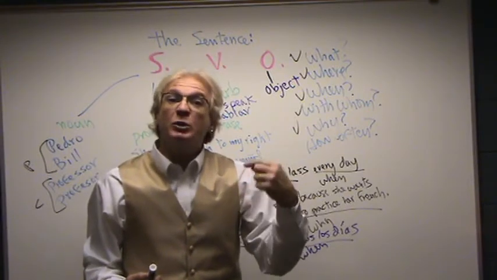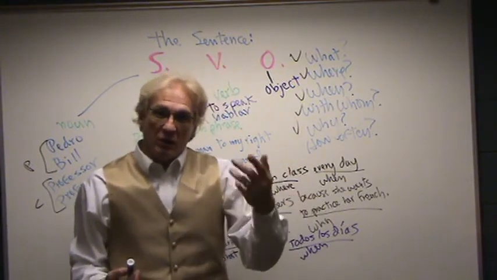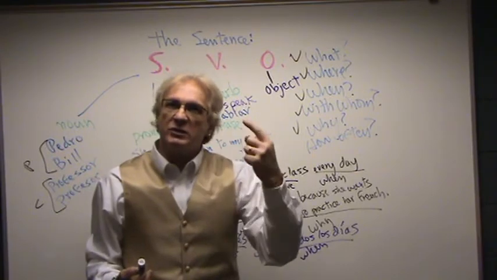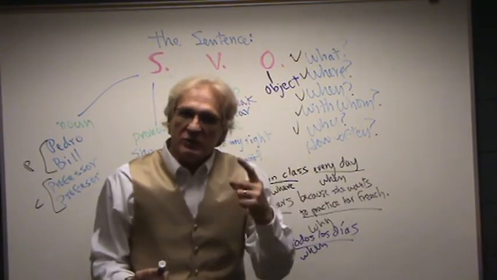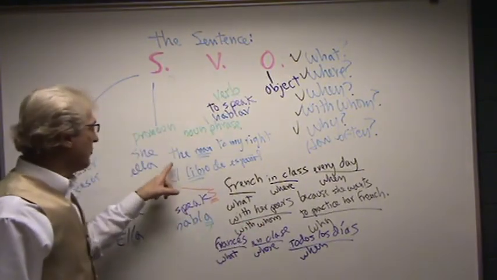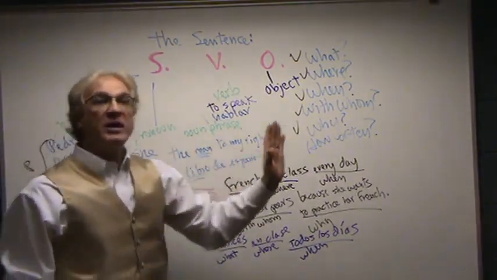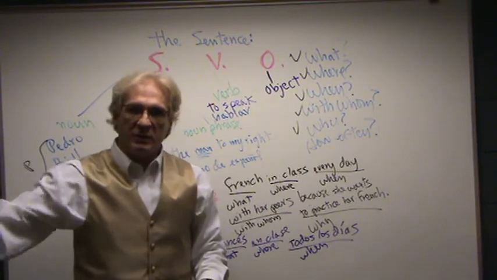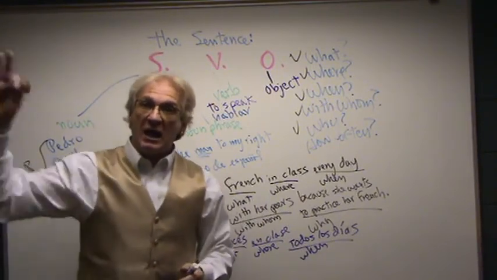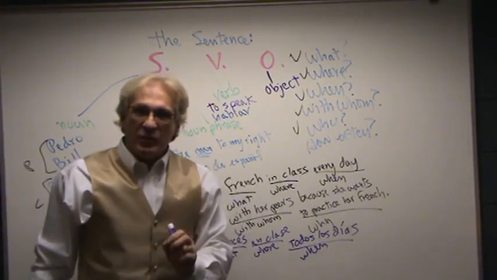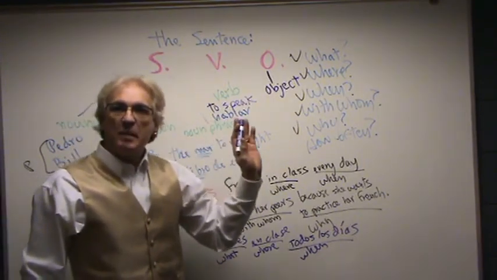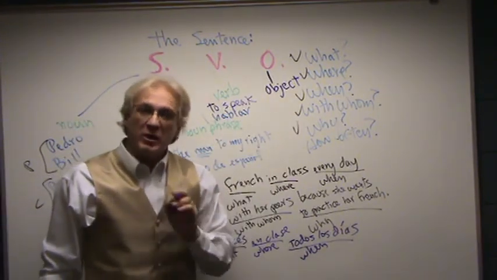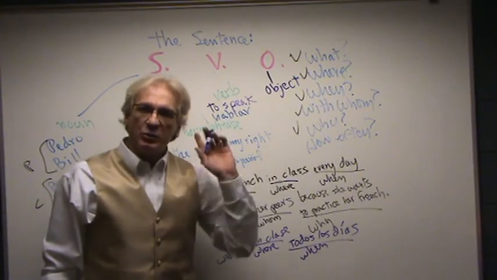¿Dónde está la biblioteca Odom? Where is Odom Library? So I have to start with the subject. It cannot be I, he, she, because the subject is the library. So it's one of those noun phrases. The library is to my right. La biblioteca está a mi derecha. Y por eso es que es muy importante aprender la fórmula S-V-O. And that's why it's critical. It's so, so important to learn this.